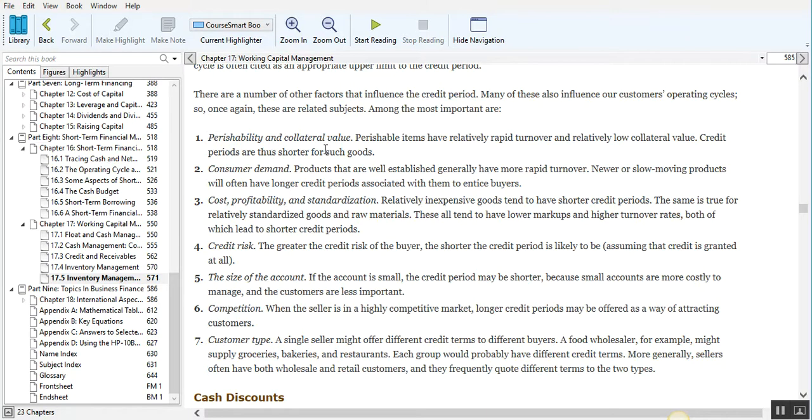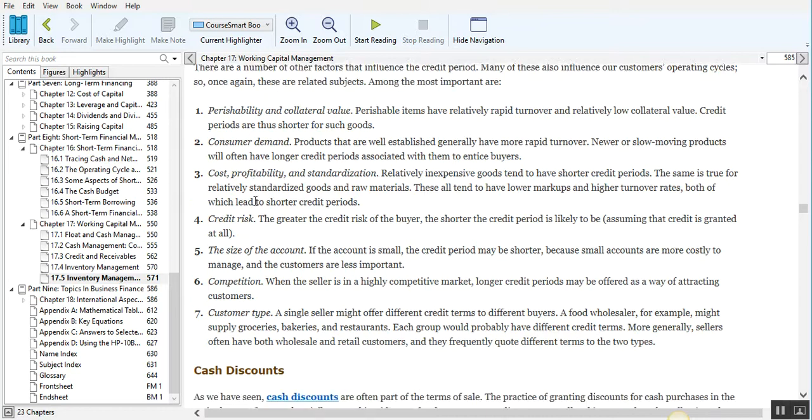Some of those include perishability and collateral value. So if we sell perishable items, they're going to have a relatively quick turnover, and there's no or low collateral value. So our credit period needs to be short if we're selling perishable items. If you're selling produce to a grocery store, you need a very tight turnaround on that collectability period. Also, is the consumer demand very high? If there's a very high demand, then you need a quick turnover. If you have slower moving products, you may need longer credit periods.